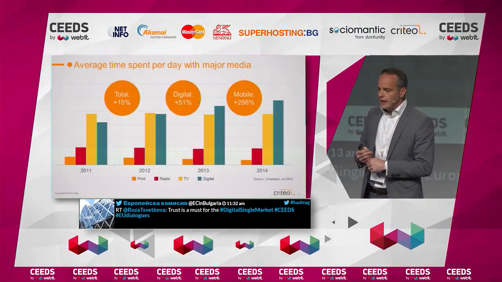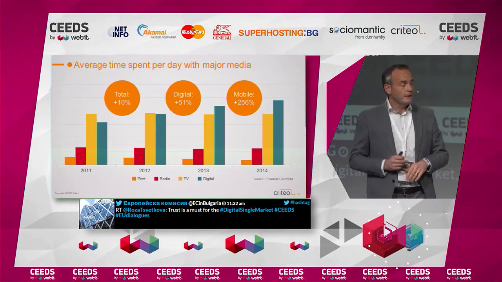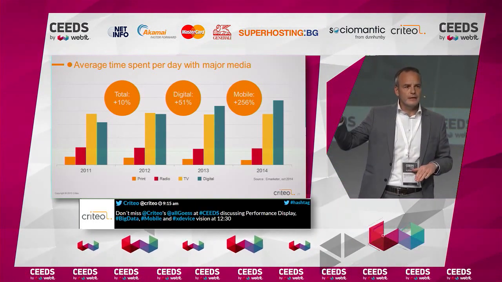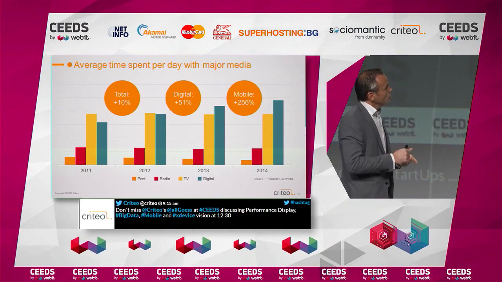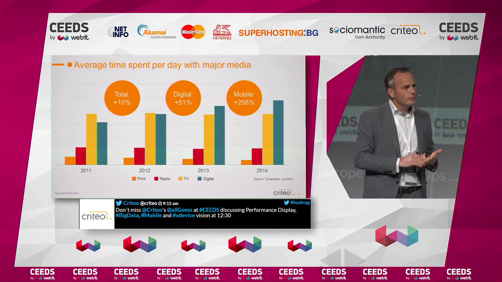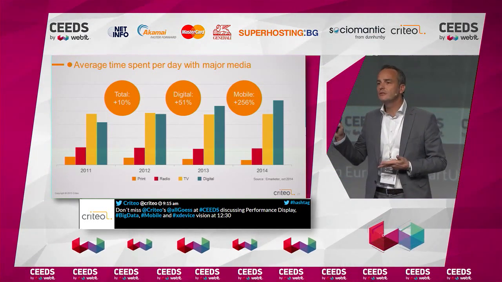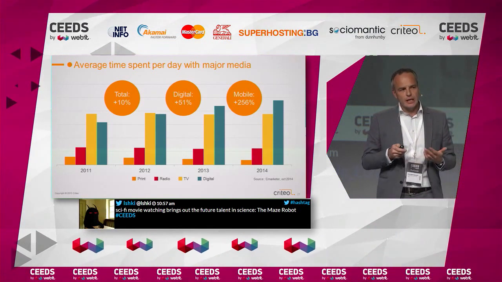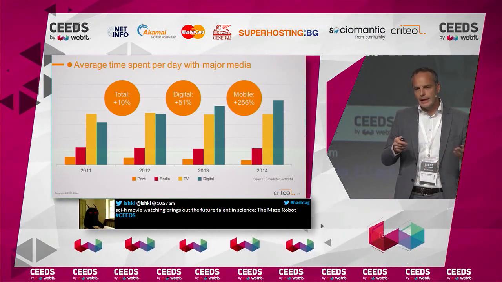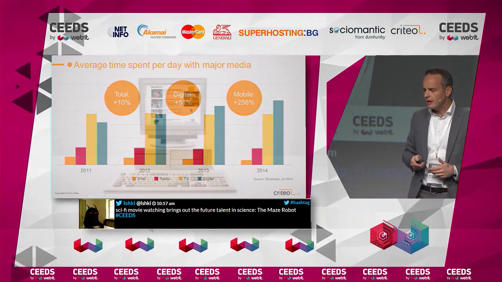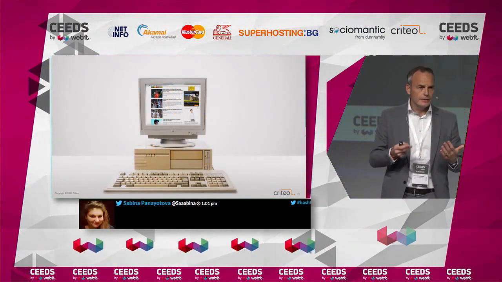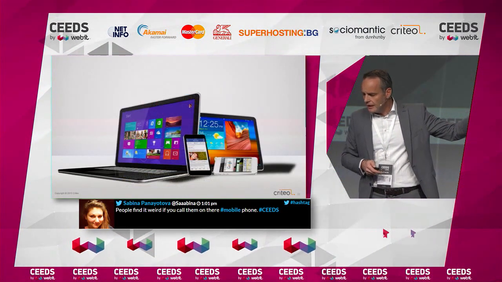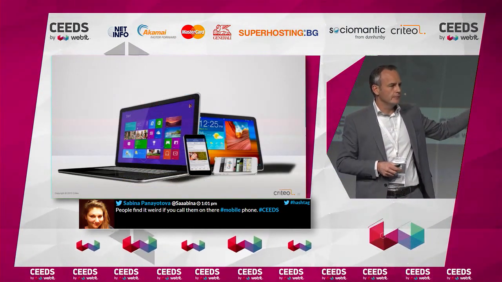If you see the average time spent with different media, just look at the numbers above. The total, we are growing by 10%. These are global numbers. Digital is growing by 51%, and mobile is really exploding by 256%. So this is currently the challenge we, and I suppose many of you, are seeing at the moment. This is how we planned so far, and this is how we have to plan today.